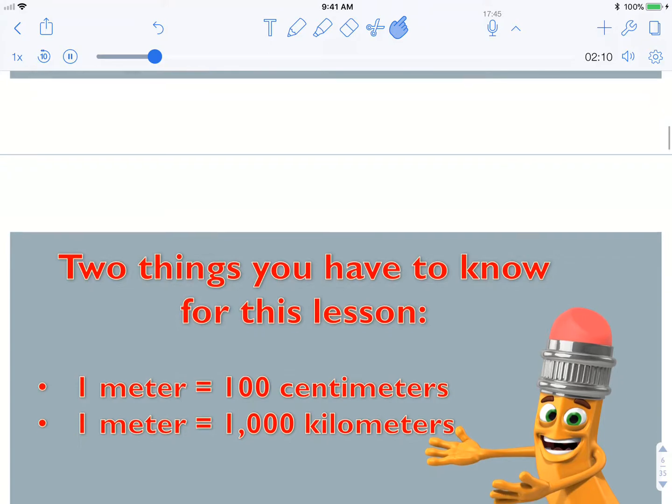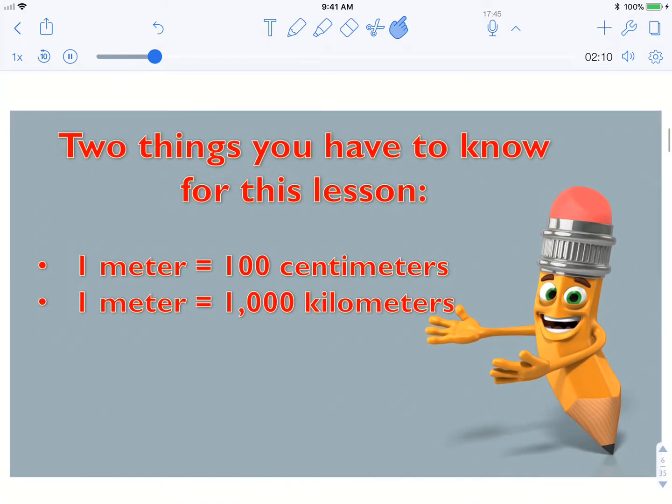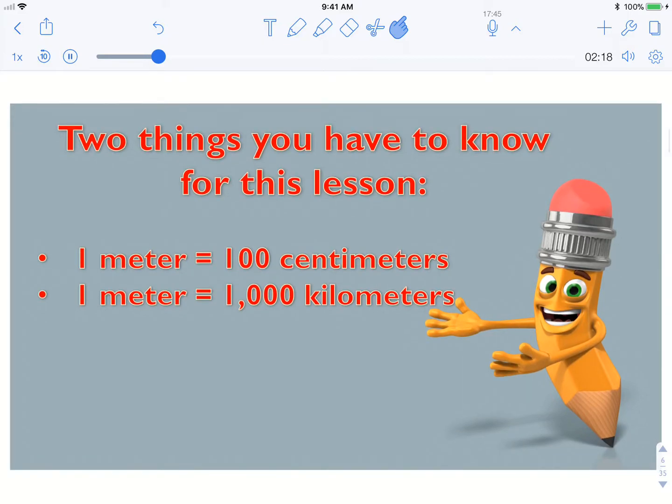Now, if a centimeter is the length of a staple, you probably don't want to use a centimeter to measure the distance from Quick Trip to Pawnee. You probably want something that's longer, okay? So today we're going to work on the centimeter, the meter, and the kilometer.